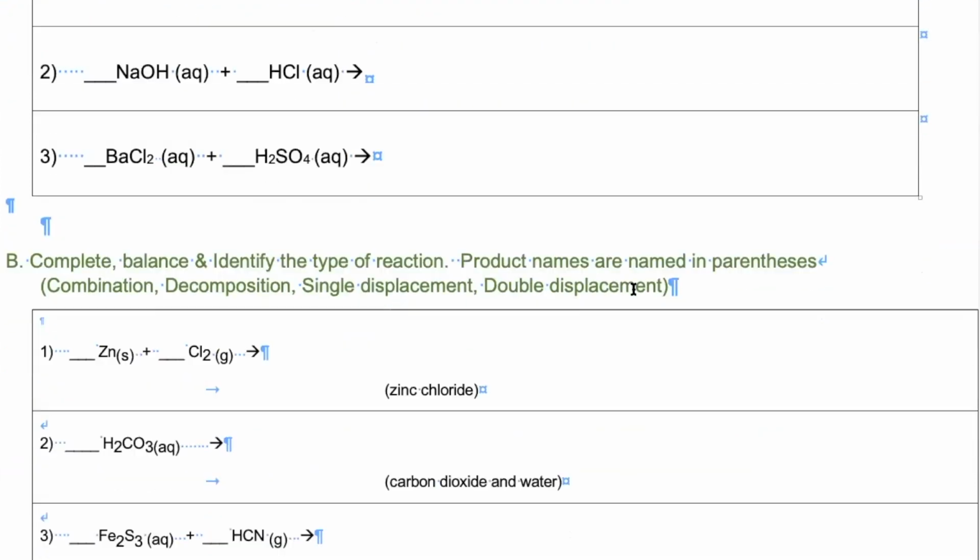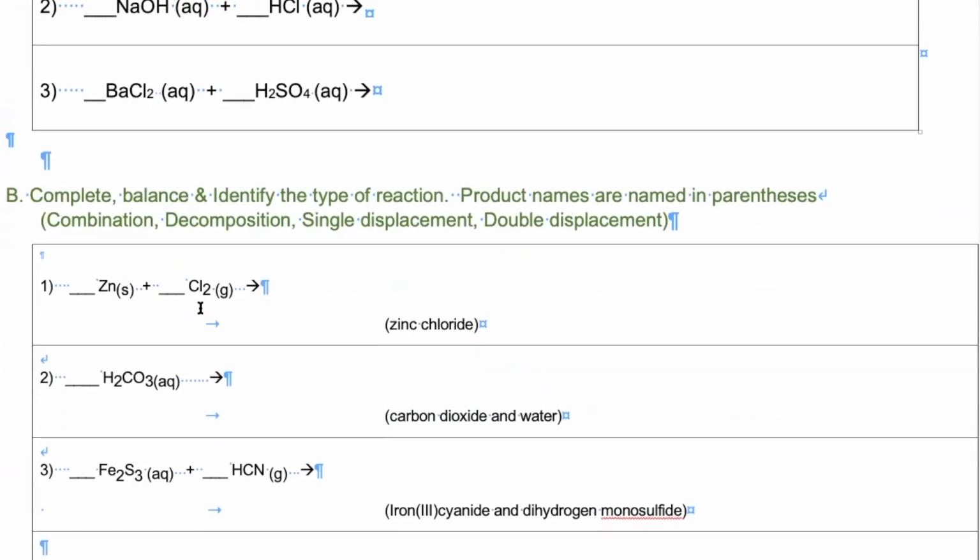Okay, here it tells you what the product is. I give you the name. So zinc plus chlorine gives you zinc chloride. You guys should know that zinc is always +2, chlorine is always -1. So the formula for zinc chloride is ZnCl2. Once you write the formula, then you can balance the equation. You've got to get the formula right first. If you don't get the formula right, no use balancing the equation.